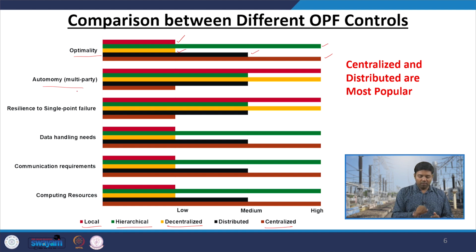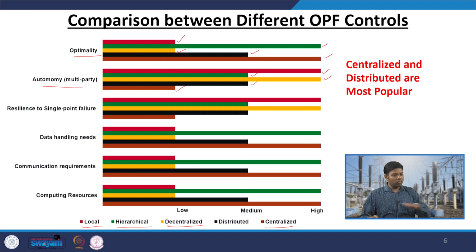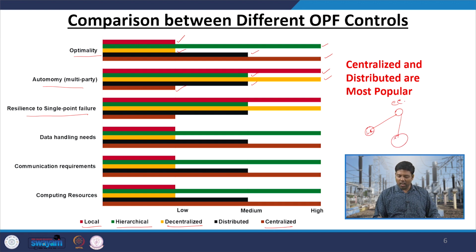If you see autonomy, local and decentralized will obviously give you the highest autonomy, because you are the boss of yourself and need not report to anyone. The centralized will give you the lowest level of autonomy. A medium level of autonomy you will get in the hierarchical and distributed algorithms, because you have a local controller there, so the local agents need not go to the central controller. But if you see the resilience to single point failure, that means you have multiple communications, let us say this is your CC and this is your LA, this is another LA.